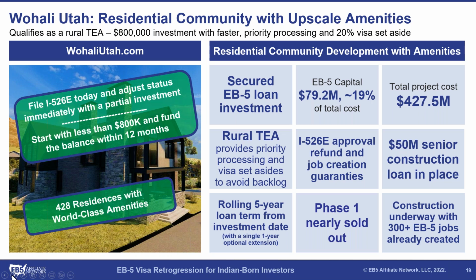So for investors who are already in the US, who really want to do a rural project, but don't have all 800,000 available on short notice, they can do a partial filing and get their place in line much earlier, and then fund the balance when all the cash, all the liquidity, is there.